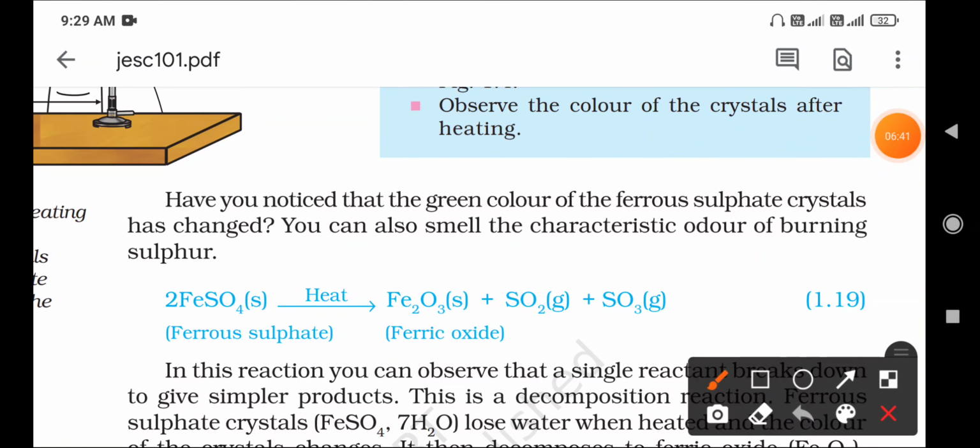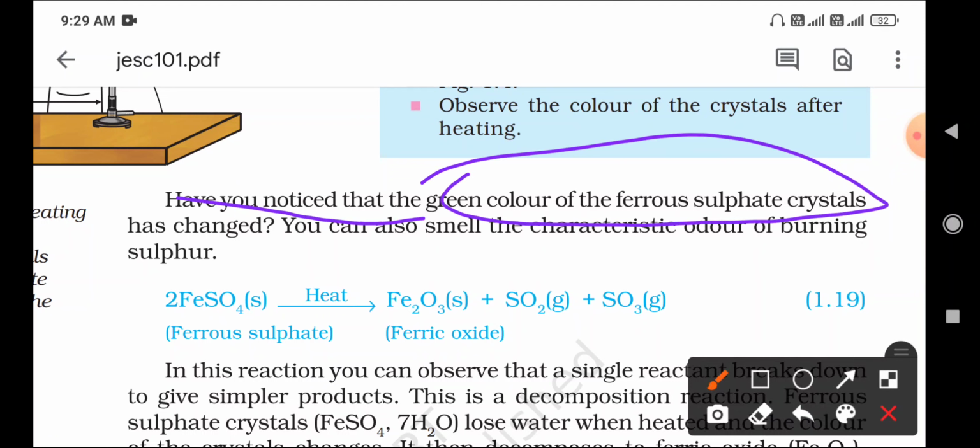This is a very important reaction. Have you noticed the color? Before heating, the ferrous sulfate had a green color, remember that green ferrous sulfate. Before burning the ferrous sulfate crystal, it had a green color, and that has changed. You can also smell the characteristic odor of burning sulfur. After the burning of ferrous sulfate crystals, the smell and the color also change. Odor means smell, so that will change after the burning.